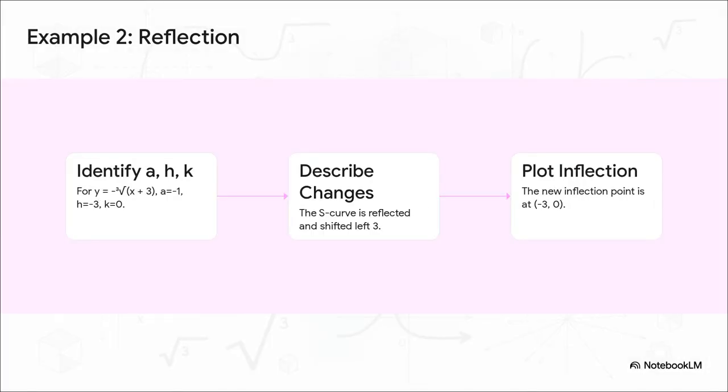Okay, let's try one with a little twist. Here, our a value, the number out front, is -1. That's our signal for reflection. It means our S-curve is going to flip upside down over the x-axis. Now inside we have x plus 3. Be careful here. The formula is x minus h, so x plus 3 is really x minus -3. That means h is -3, which is a shift to the left. And since there's no number added on the end, our k is just 0. So we put it all together, our new inflection point is at (-3, 0), and we draw our S-curve flipped over.